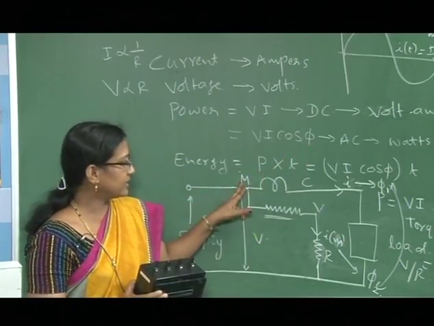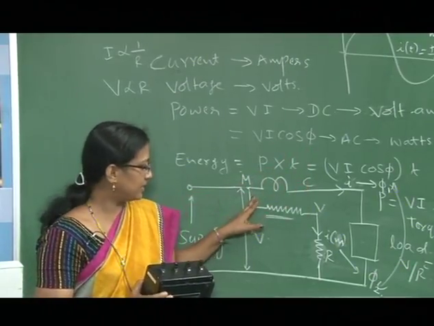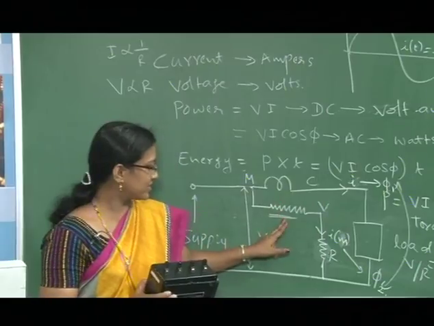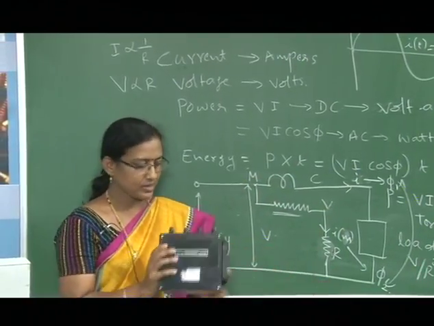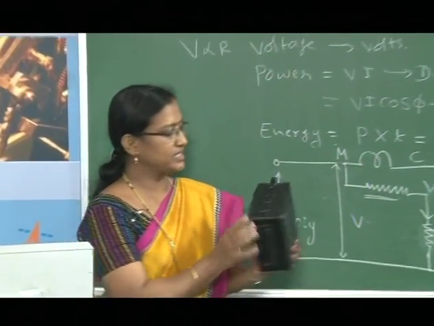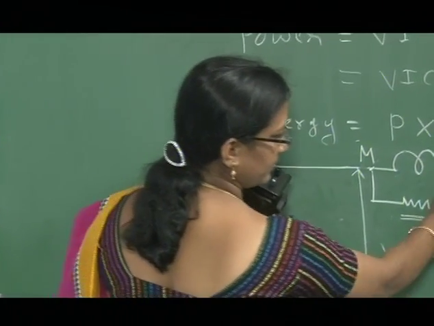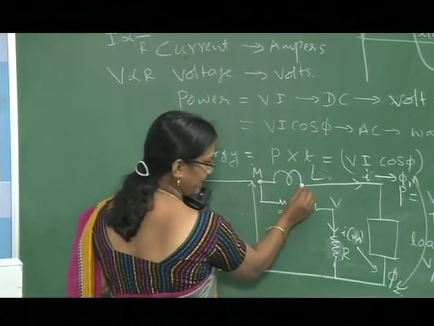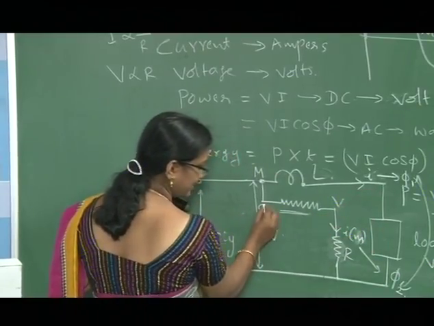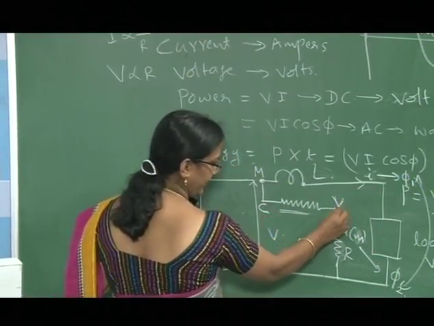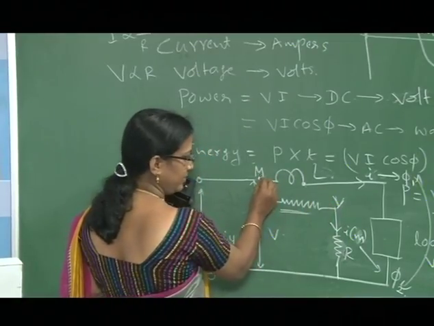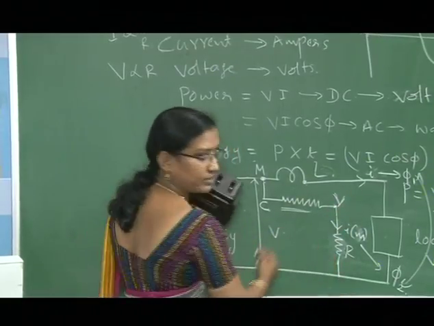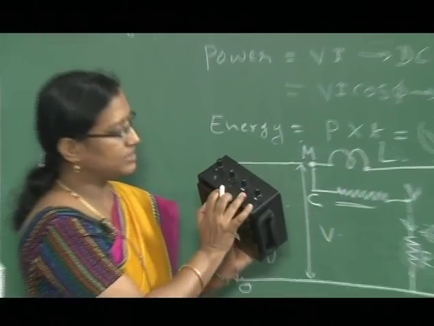Here we have the connections: one is the current coil connection, another one is the voltage coil connection. The current coil is connected in series with the load, and the voltage coil is connected across the load. Here we have represented M and L, where M represents the main and L represents the load. C represents the common terminal for the current coil and the voltage coil, and V represents a voltage terminal. So here you have M, L, C, V.